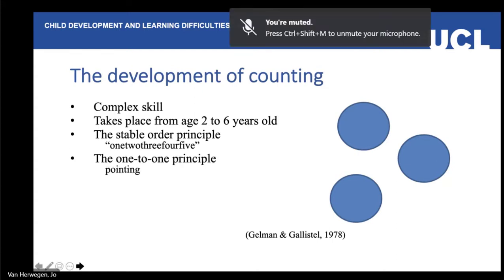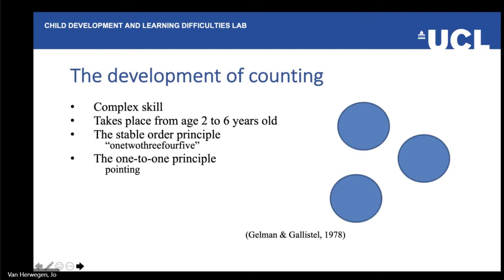Almost like a nursery rhyme, they recite the numbers. Only a little bit later, children will start to understand that when you're counting, you should actually count each item that is presented. And we call this the one-to-one principle. Pointing might be a helpful tool to keep track of which item is already counted and which one is not.